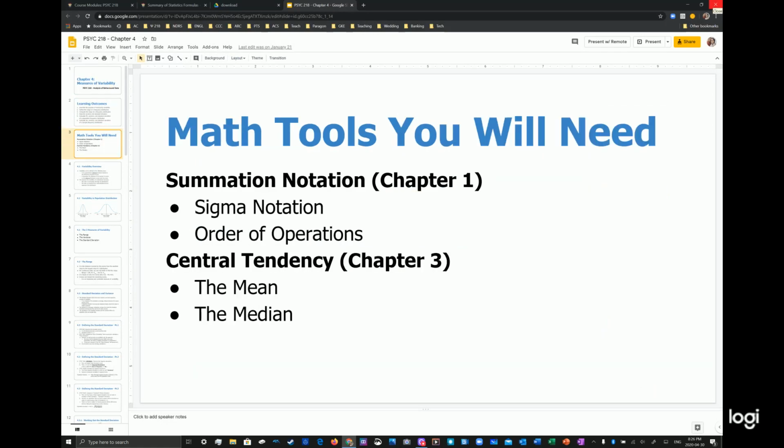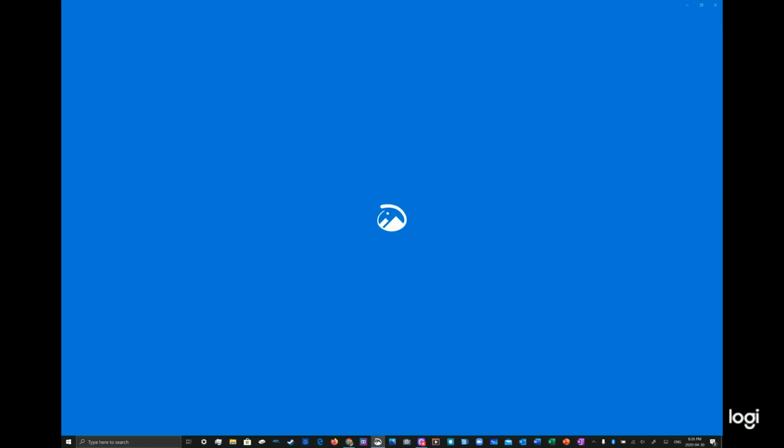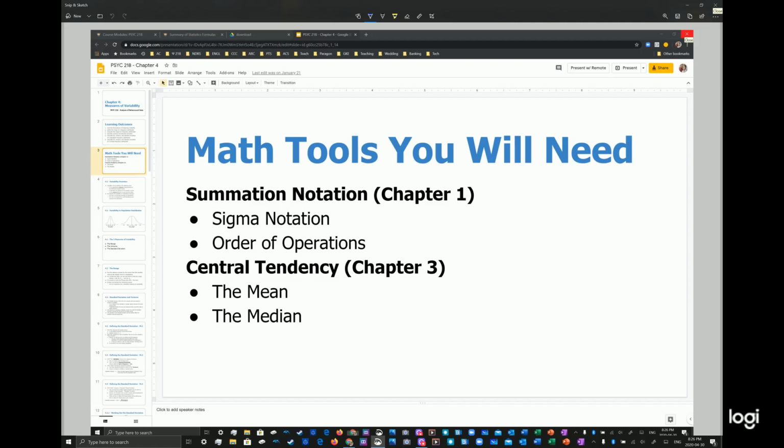The math tools you're going to need, you can probably guess some of these. Because we need to do averages, we need to add up the scores, we need sigma notation, we need algebra and basic math, so order of operations is key. The mean is covered already, and as a review, you probably want the median as well. But the key here is the mean. Again, another way of saying standard deviation is like the expected deviance score, which is like the average deviation score. But there are steps to get there, and we're going to talk about that.